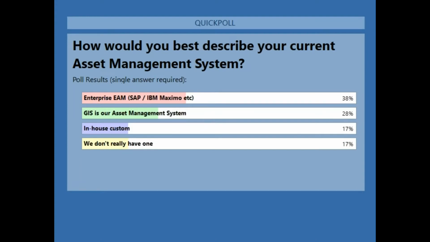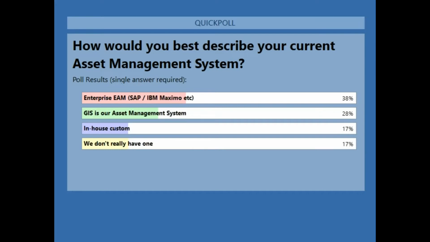Okay, and the results are in. Now, Bill, you're very familiar with asset management systems as well. What do you gauge from the results that have come back? Well, this is interesting, and it's not overly surprising, but it is surprising perhaps that 17% actually don't have one. But even though about 38% of the folks have an enterprise EAM, I'm guessing that the integration of the enterprise EAM with their GIS is probably not all that strong.